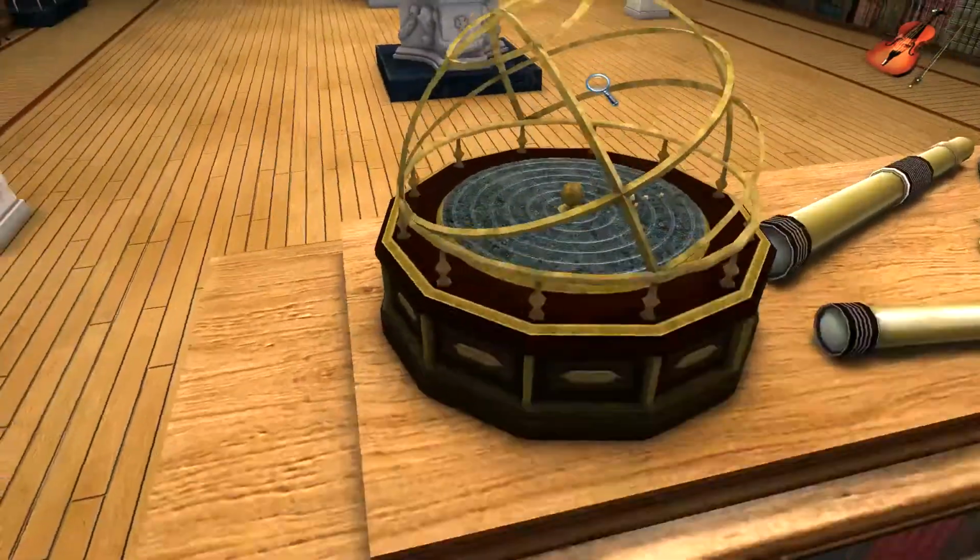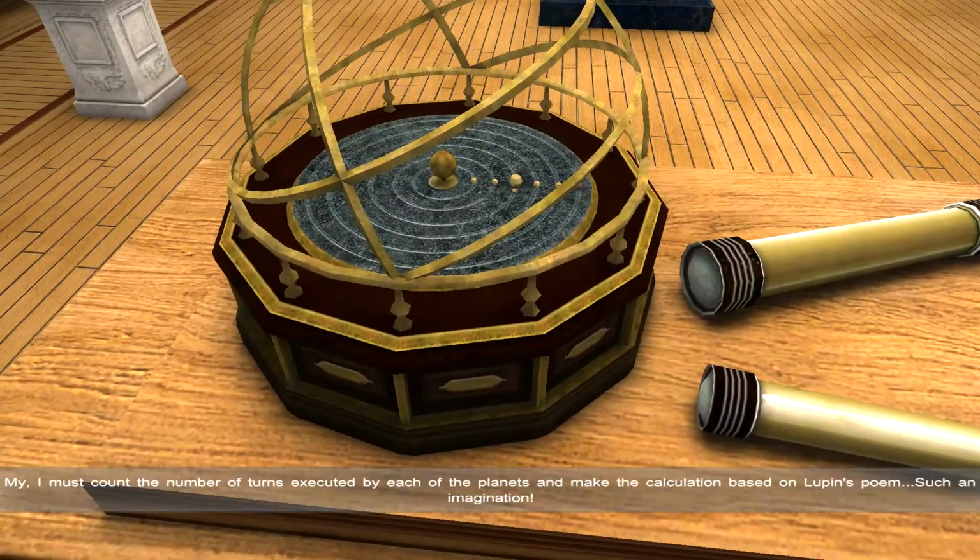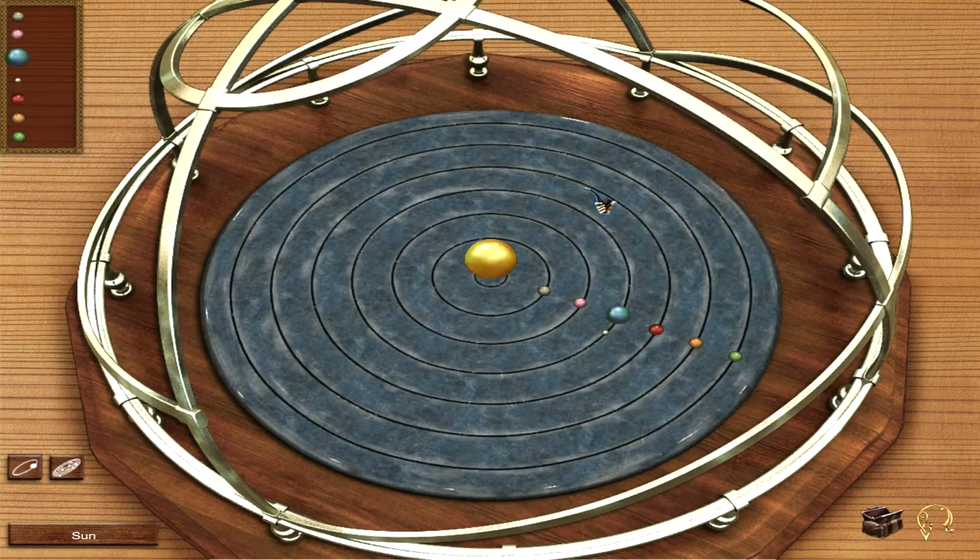I must count the number of turns executed by each of the planets and make the calculation based on Lupin's poem. Such an imagination. Okay. So we have here Mercury, Venus, Earth, Mars, Jupiter, and that's probably... Oh, and there's the moon too, the moon. Alright.